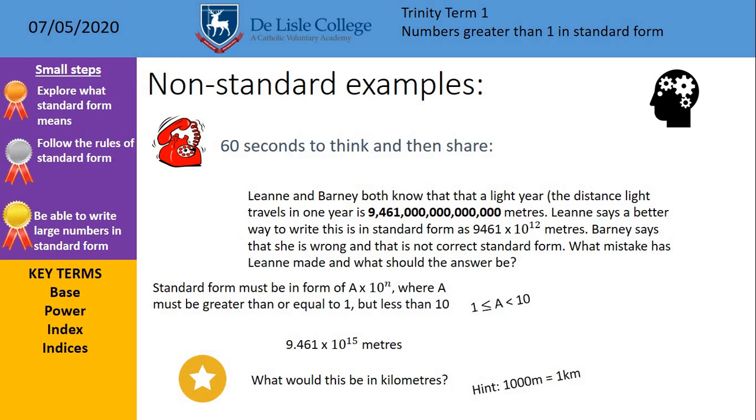Okay. So that one we would need to do is we would divide by 1,000, because there are 1,000 metres in a kilometre. So to convert that, we divide by 1,000. That reduces the power on the end and gets us 9.461 times 10 to the power of 12 kilometres. Well done for anyone who managed to work that out.